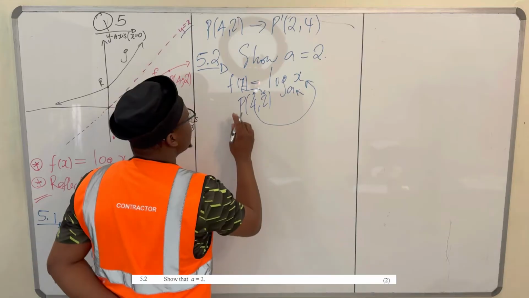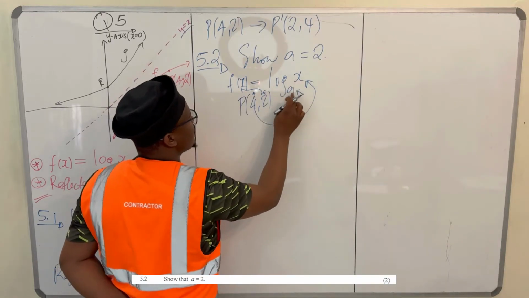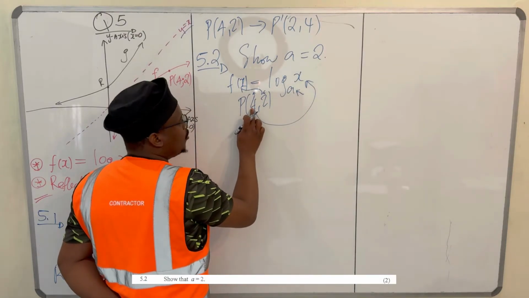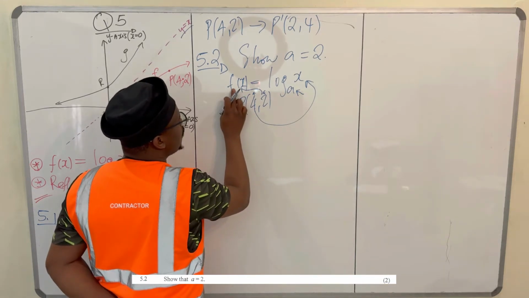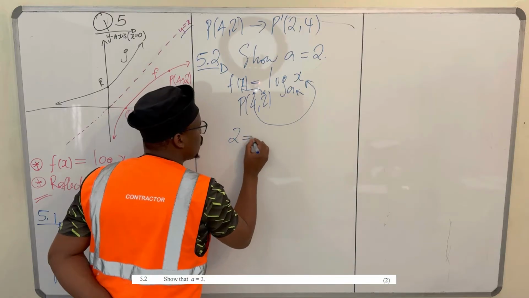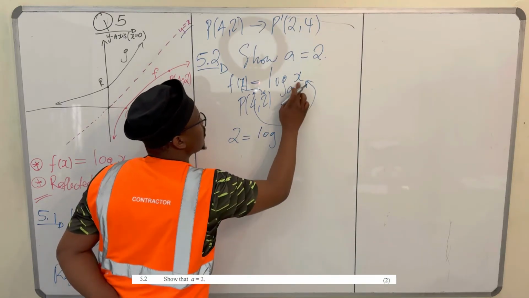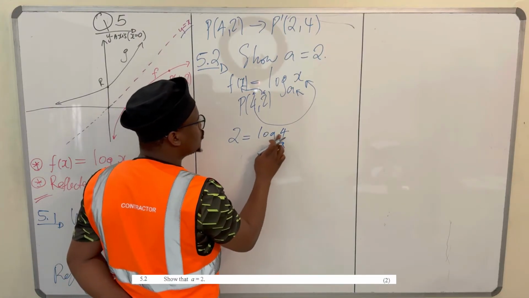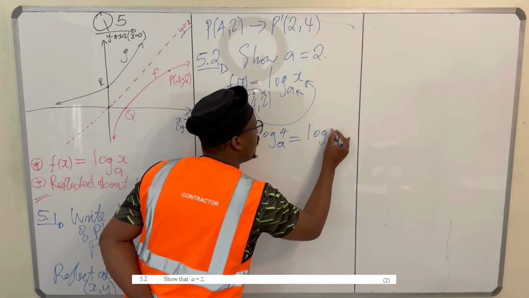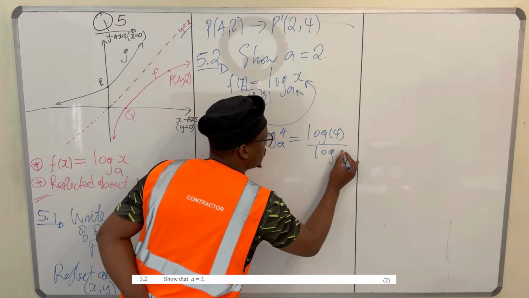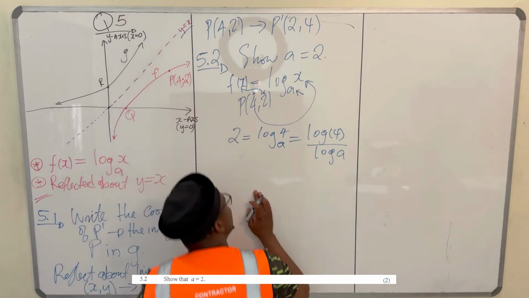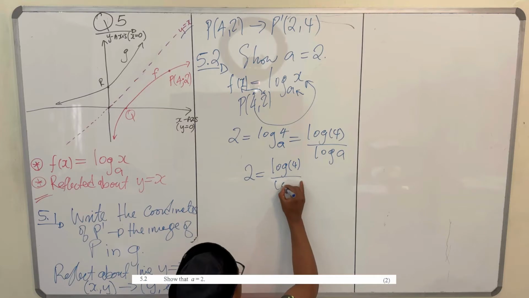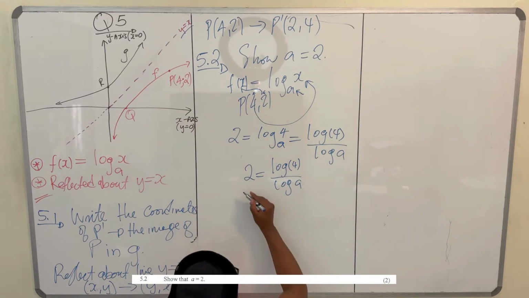So what you will have, we said we have f of x is equal to log x base a. So our f of x is y, which is 2. Our x is 4. So you substitute your y there, which is your 2. So you have 2 is equal to log 4 base a, which is what you're trying to find. If you have log 4 base a, this is equal to log 4 divided by log a. So what you have now is 2 is equal to log 4 over log a.